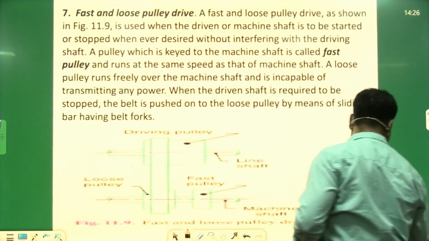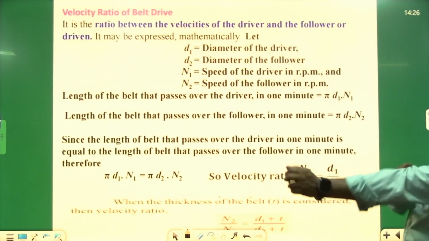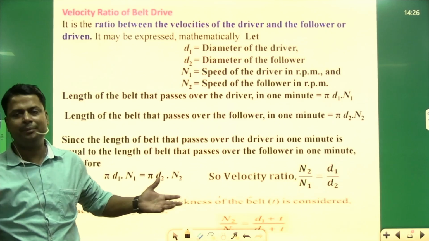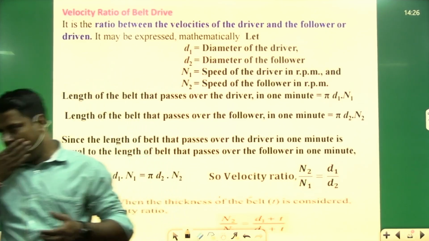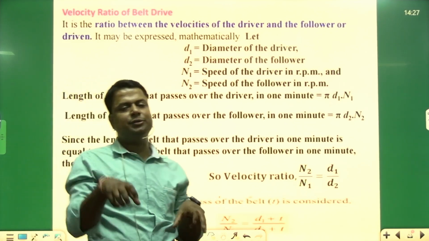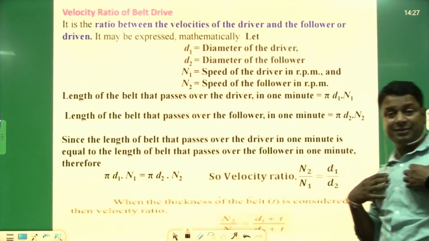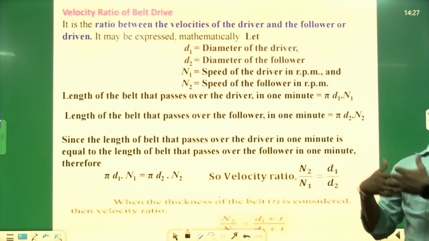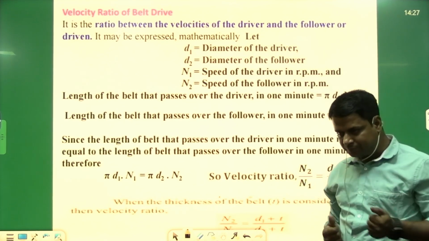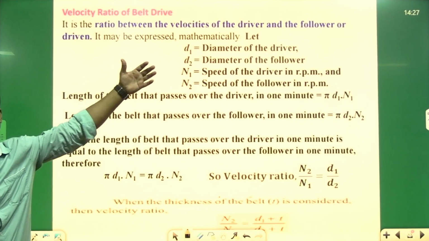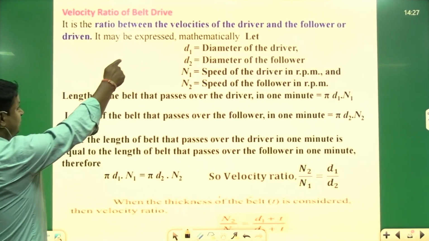This is the different types of belt drive, how they work. Now this is the velocity ratio of a belt. Actually, why is this topic taught to you? Because I want you to understand how this motion is transferred. Motion is directly related to velocity. So first we understand how the motion is transferred from one shaft and how much motion is transferred.